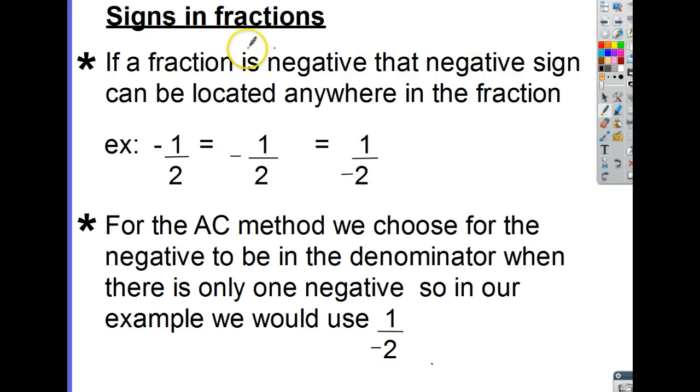Some more things. Signs in fractions. If a fraction is negative, that negative sign can be located anywhere in the fraction. So here I've shown you that here the negative is with the numerator, here the negative is on the fraction bar, and here the negative is in the denominator. These are all equal, and for the AC method we would choose for the negative to be in the denominator when there's only one negative. So for our example we would be using the last one, 1 over negative 2.